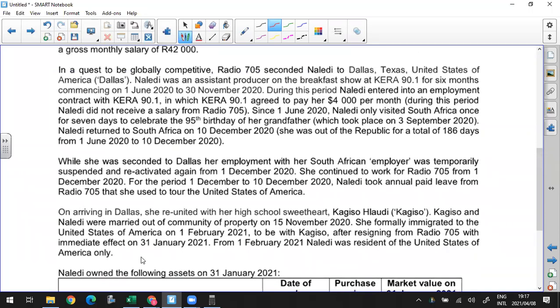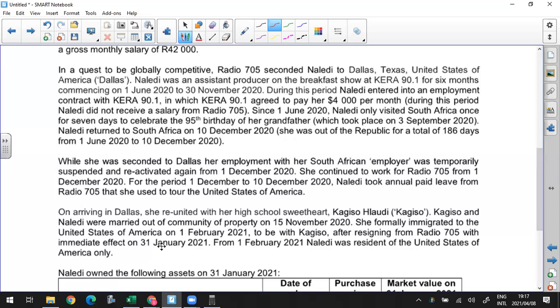So let's discuss part A of the question. It said, discuss how her income will be taxed from the radio stations. So 6 months she's in America and 5 months she's in South Africa, because from 1 March and she resigned on 31 January, that's 11 months. So 5 months in South Africa. She's taxed on worldwide income. For South African income, it's 5 months salary. So 42,000 times 5 is 210,000. And that will be included in her South African gross income.